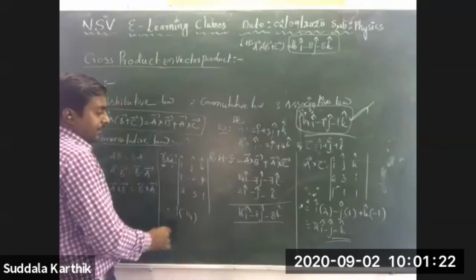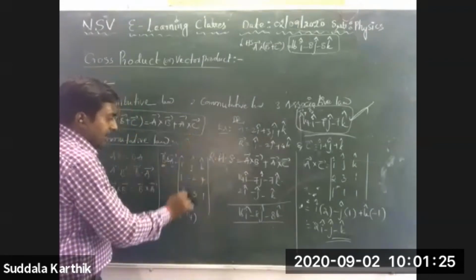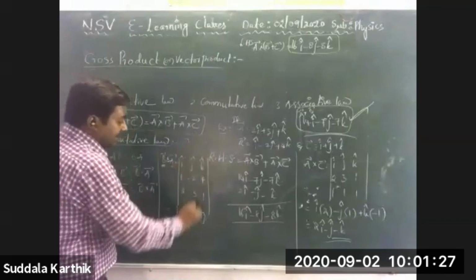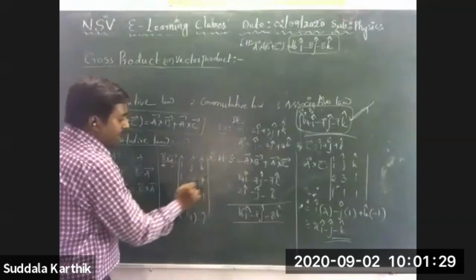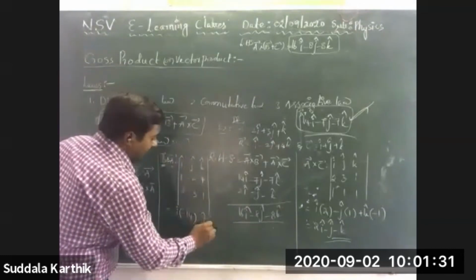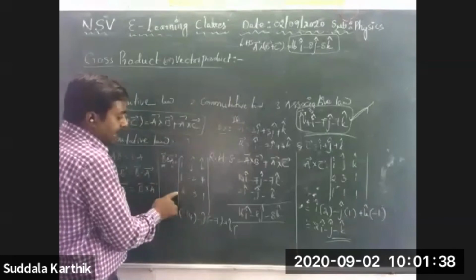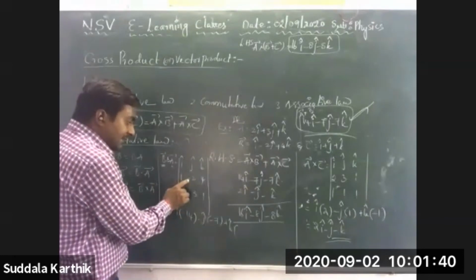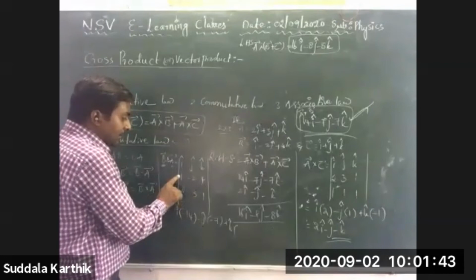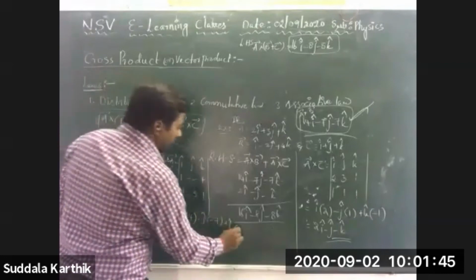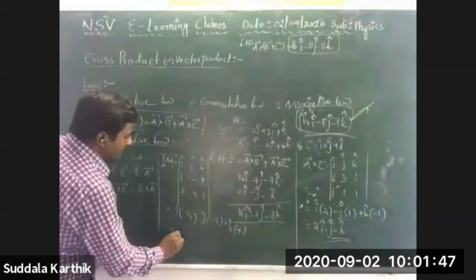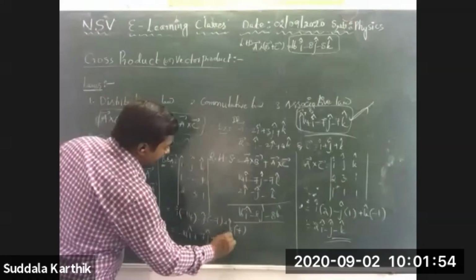Now minus j cap: 1 into 1, 1; 1 minus 8, minus 7. Minus 7 plus k cap. K cap is how much? 1 into 3, 3, minus, already minus is there, minus minus plus, so 3 plus 4, 7. I got minus 14 i cap plus 7 j cap plus 7 k cap.